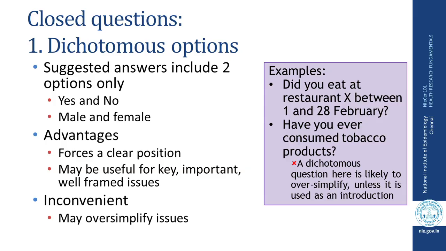Now, what are closed questions? Closed questions are the ones where you have a question and you have a set category of answers, only which are the ones that are acceptable to the investigator. These could be of two types. You could have closed questions with only two options, dichotomous options, such as yes, no, male, female, and so forth.